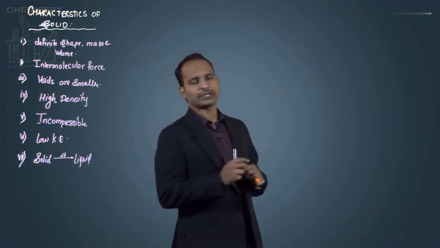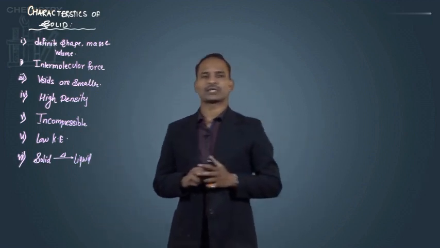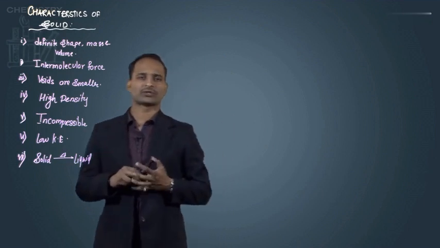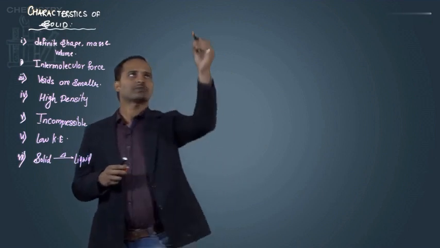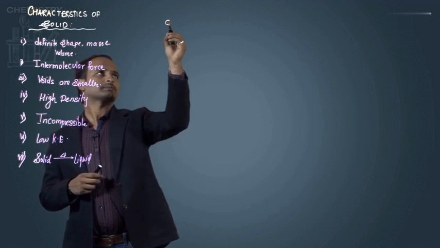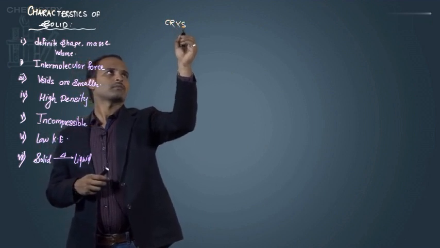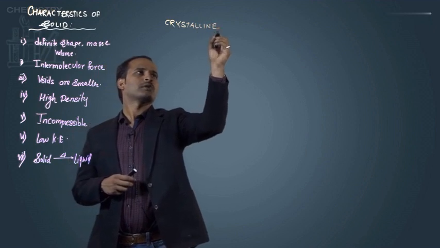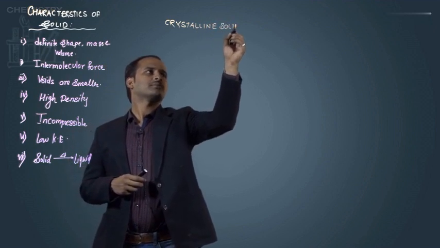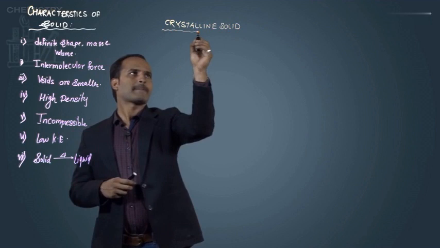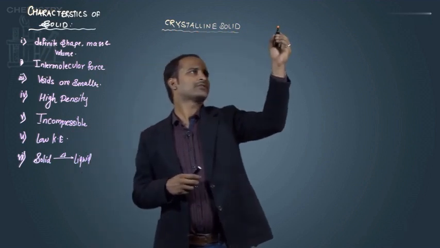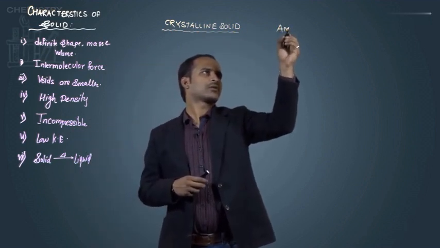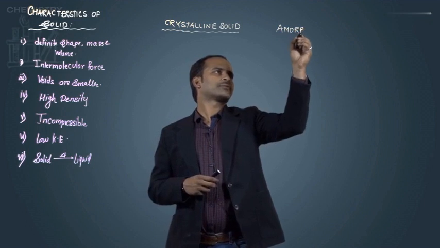Now here let's talk about the types of solids. We have two main types of solid: crystalline solid and amorphous solid. So here we have two types of solid: crystalline solid, and the second one is amorphous solid.